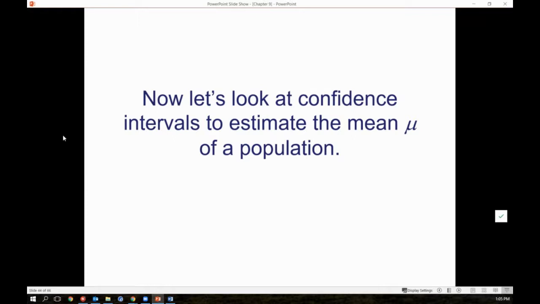So dual credit, if you'll notice, I actually split the homeworks, and the reason you have two homeworks is that one homework deals with sigma being known. The other homework deals with sigma being unknown.